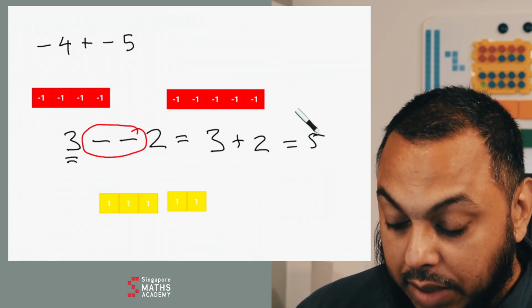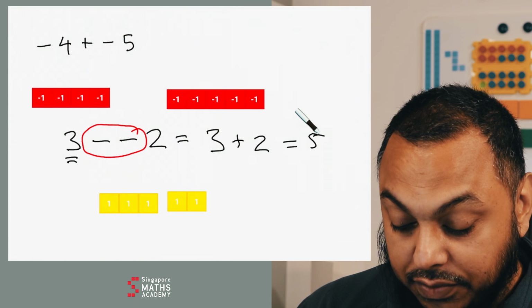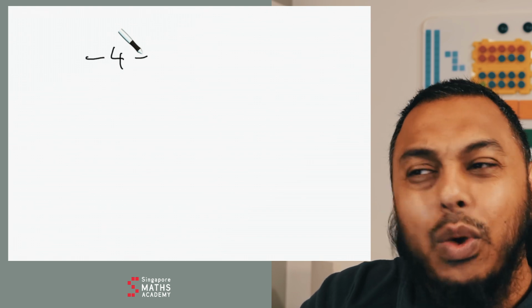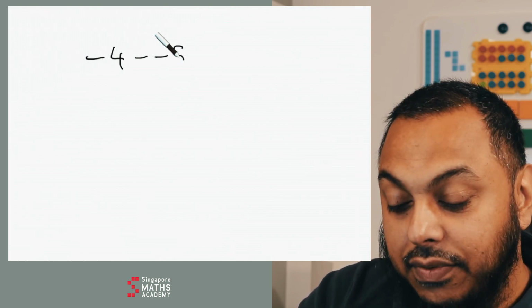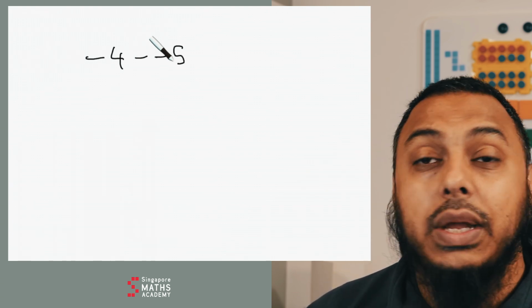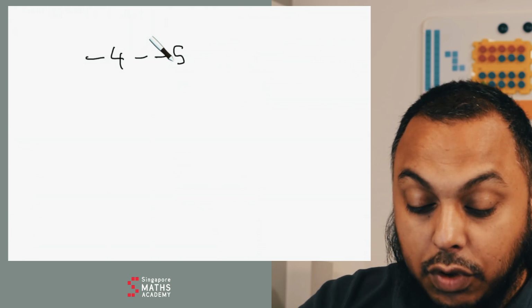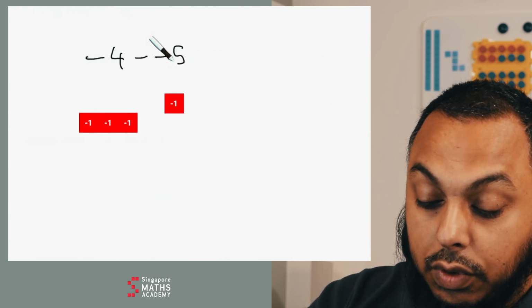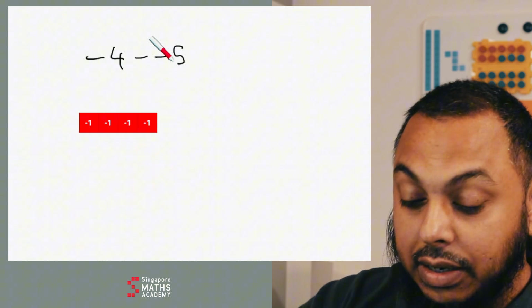Right, so we've got one more type of question I need to go through with you. Negative 4, take away negative 5. Right, so now I've got negative 4. Let's have a look. 1, 2, 3, 4. And I'm taking away a negative 5.